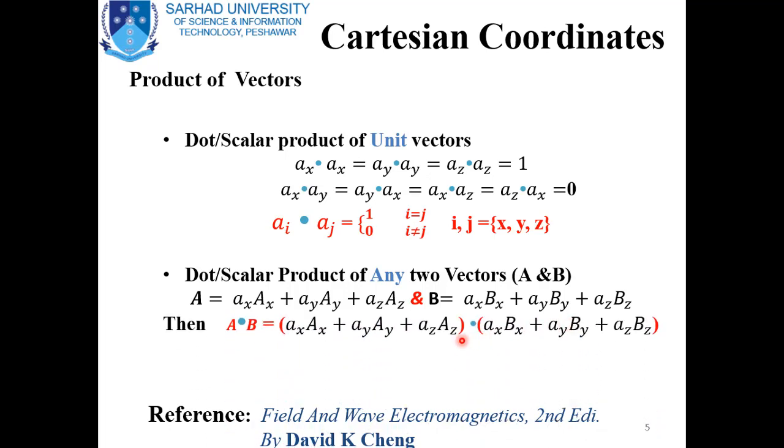So the dot product is simply a dot b, which will be equal to the element of the first vector dot element of the second vector. Now each element of a will multiply each element of b. So in this case we have 9 components of the dot product of a and b, but out of 9, 6 will cancel following the above rule, and we will be left with the 3 components of the dot product. So a dot b is equal to ax bx plus ay by plus az bz.